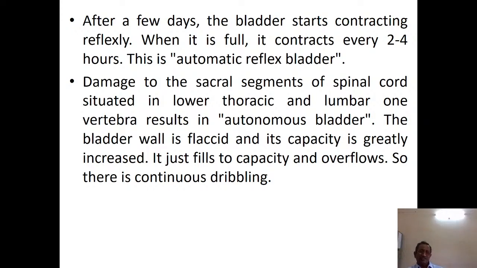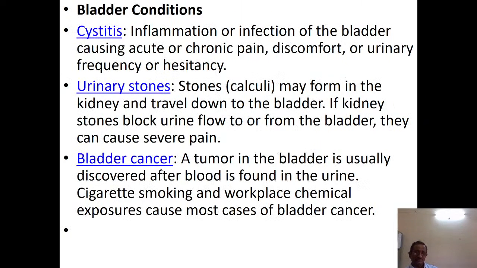After a few days, the bladder starts contracting reflexly when it is full. It contracts every 2 to 4 hours. This is automatic reflex bladder. Damage to the sacral segments of the spinal cord, situated in the lower thoracic and lumbar vertebrae, results in autonomous bladder. The bladder wall is flaccid and its capacity is greatly increased. It just fills to capacity and overflows. So there is a continuous dribbling. In sacral cord injury, there is continuous dribbling.